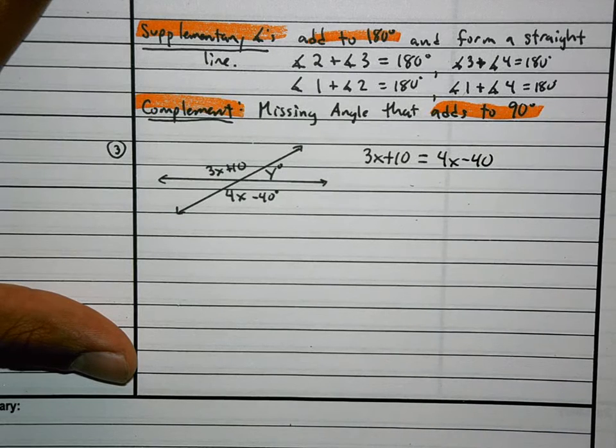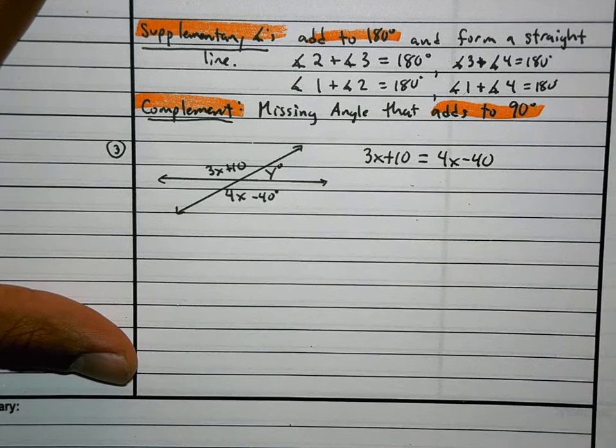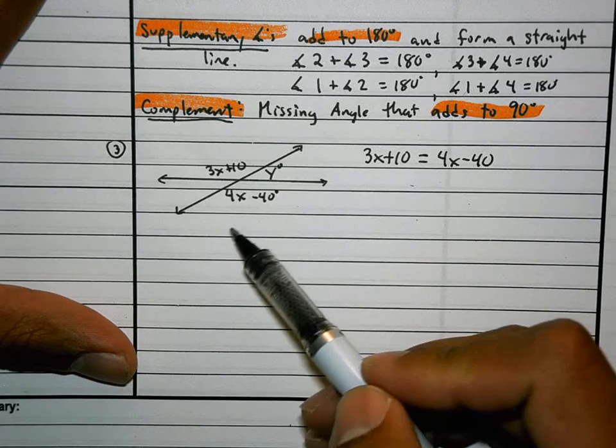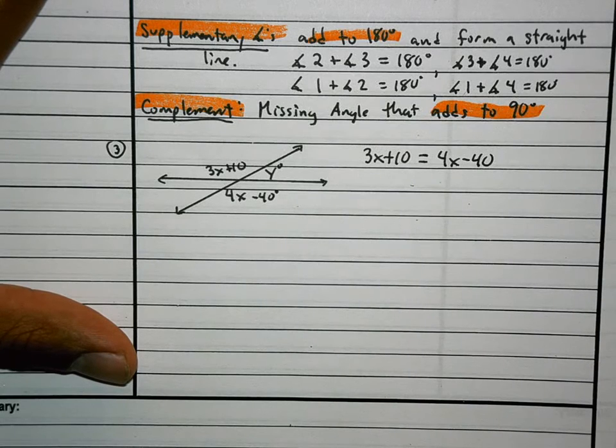If you said 4x minus 40, you're right on the money. Those are the vertical angles. Those are the ones that are across from each other. The obtuse side is congruent to the obtuse side. We're going to put an equal sign right there. They're equal to each other. And now we just do the math.